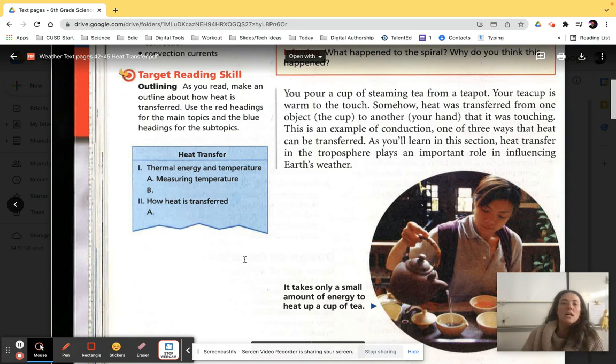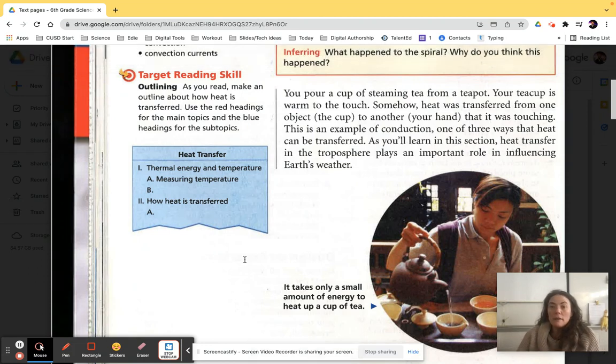So here we go. You pour a cup of steaming tea from a teapot. Your teacup is warm to the touch. Somehow, heat was transferred from one object, from the cup, to another, your hand, that it was touching. That's an example of conduction, one of the three ways that heat can be transferred. As you'll learn in this section, heat transfer in the troposphere plays an important role in influencing Earth's weather.